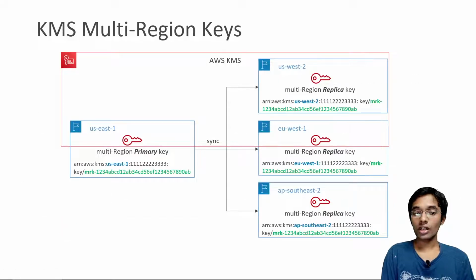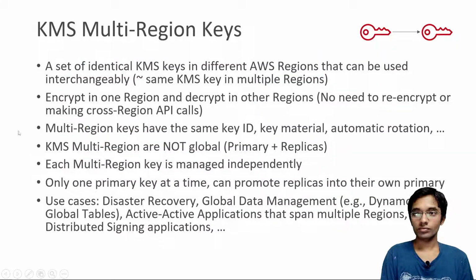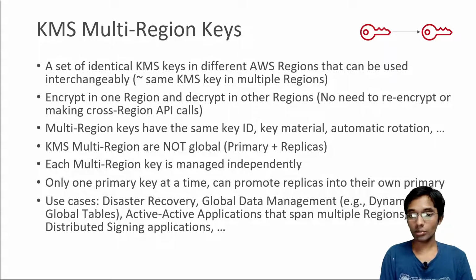Okay, lastly, you need to know about KMS multi-region keys. It's possible for you to create a key, for example, in a us-east-1 region and have it replicated across multiple regions. They will have the same key material and the same key ID, but in different regions. The use cases are great because you have the same key in multiple regions, and that means that you can encrypt in one region and decrypt in other regions using the same AWS KMS key ID.